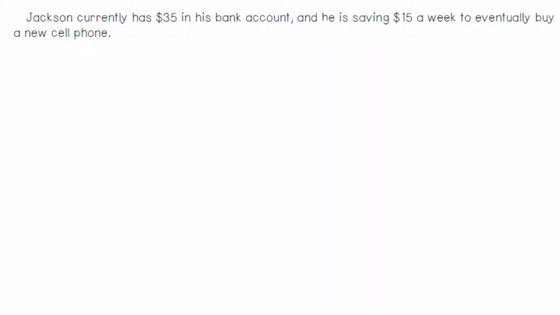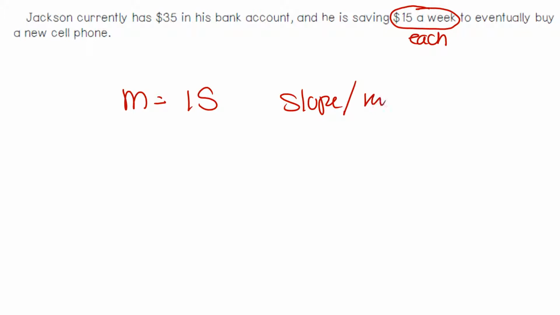Jackson currently has $35 in his bank account, and he is saving $15 a week to eventually buy a new cell phone. So again, the m value, we can use this, that he's doing $15 a week. That means $15 each week. So m is our 15. That would be our slope, our rate of change.